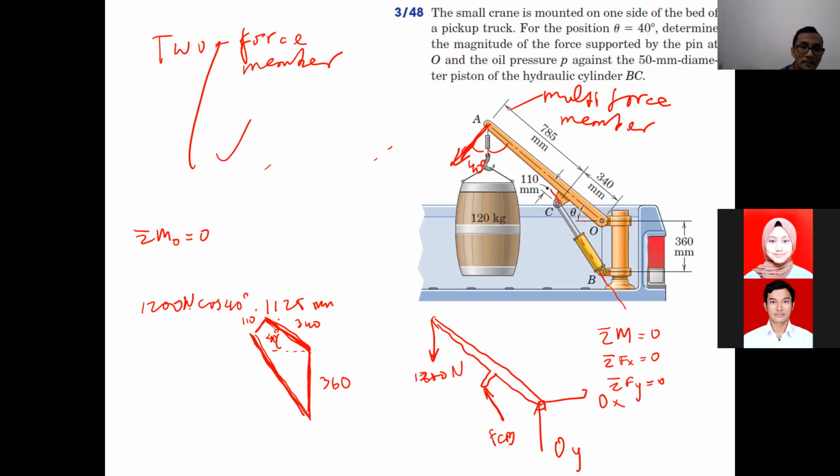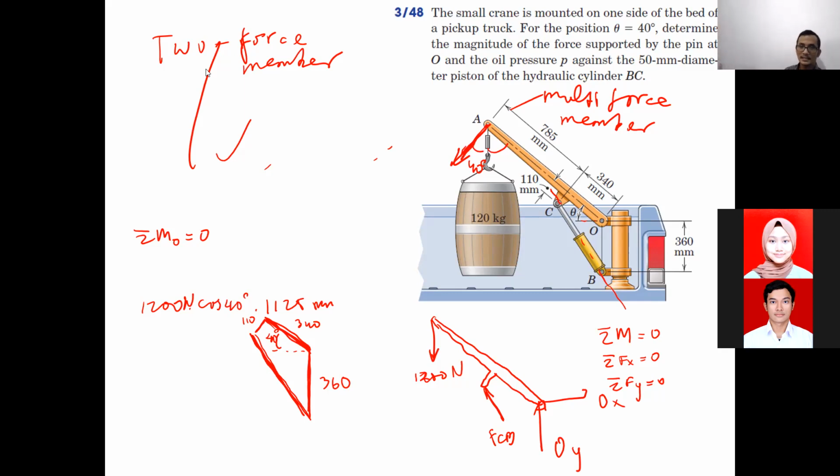Gimana? Halo? Hilmi? Atau ada yang lain yang bisa membantu? Silakan.